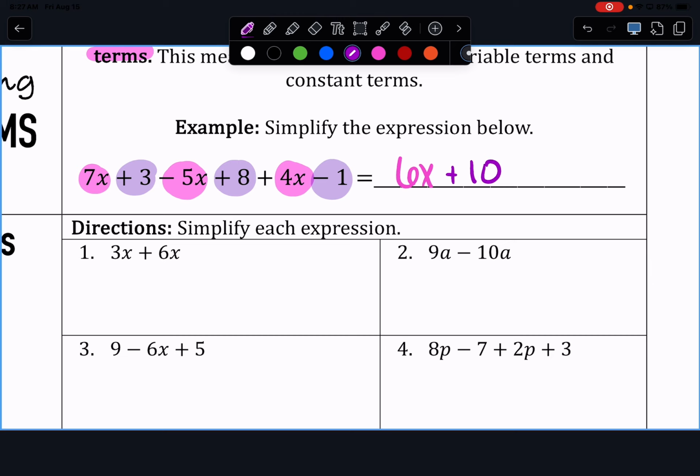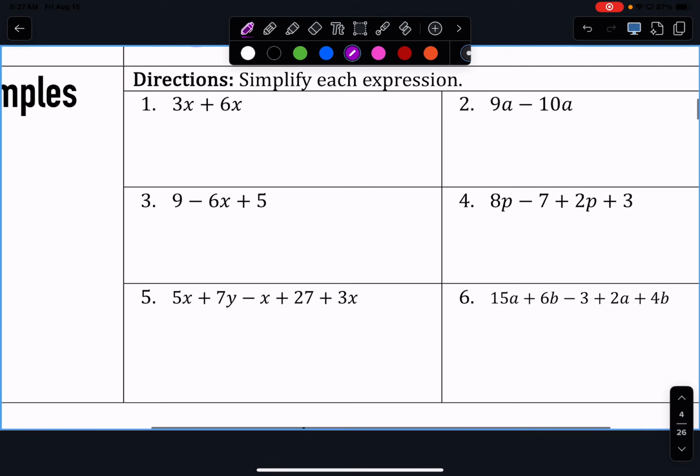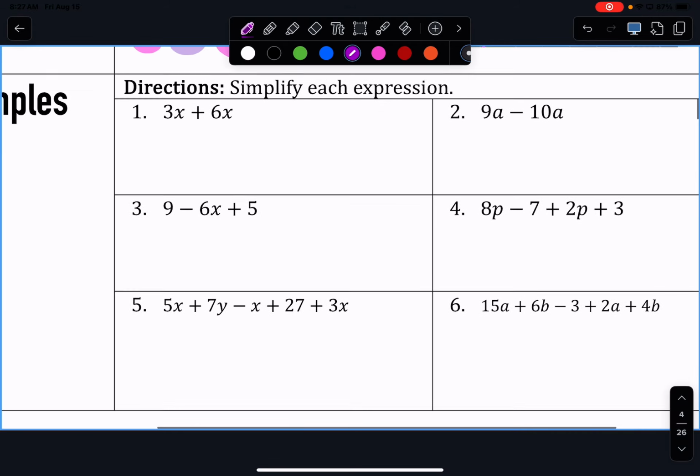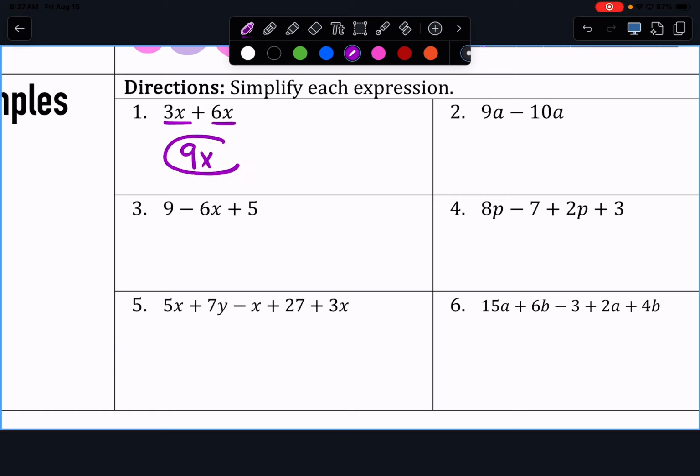All right, so we're going to go with the odd questions here. So for number 1, okay, what are our like terms in number 1? 3x and 6x. Which gives us, all right, for 3, what are our like terms? 9 and 5 are like terms. What is 9 plus 5? 14. And then does negative 6x have any like terms?